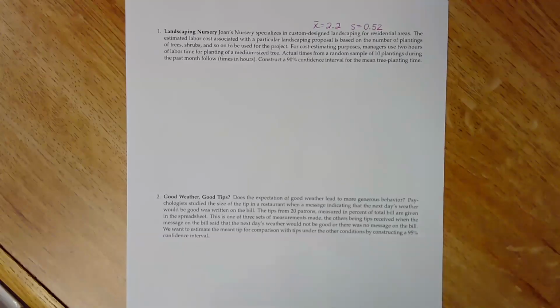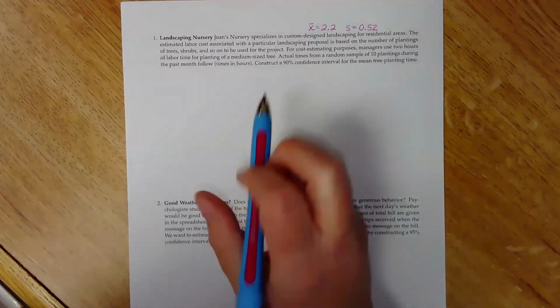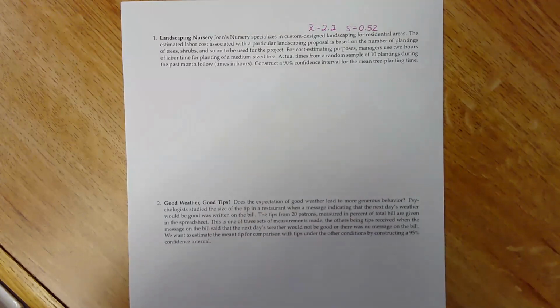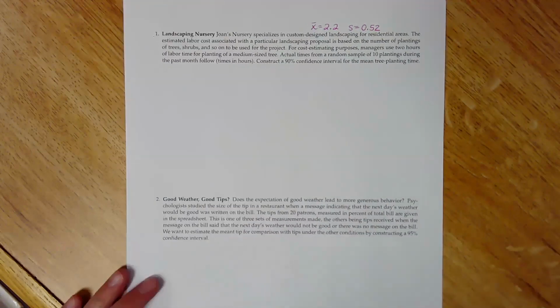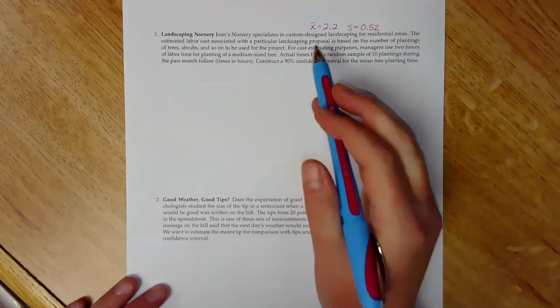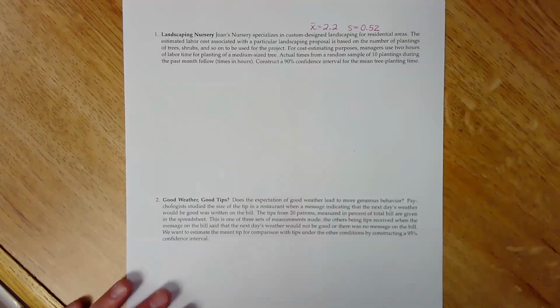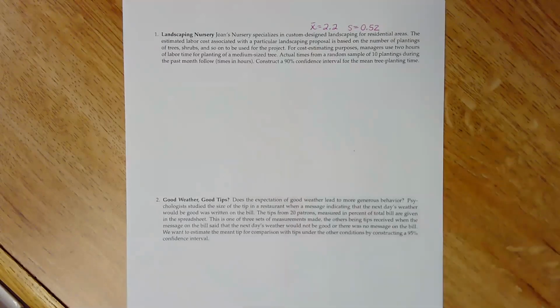All right, so let's look at an example of this. Jones Nursery specializes in custom designed landscaping for residential areas. The estimated labor cost associated with a particular landscaping proposal is based on the number of plantings of trees, shrubs, and so on to be used for the project. For cost estimating purposes, managers use 2 hours of labor time for planting of a medium-sized tree. That's kind of the average they expect. Actual times for a random sample of 10 plantings during the last 10 months follow, and I've calculated the two numbers we need from those. We're going to construct a 90% confidence interval for the mean tree planting time.